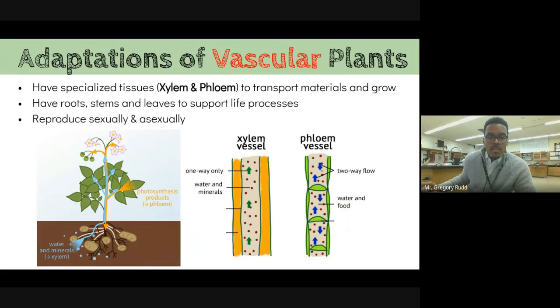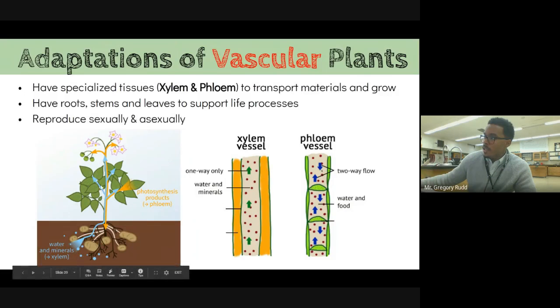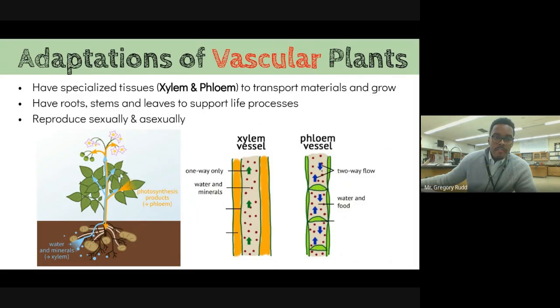The xylem is going to carry water and minerals from the roots up to the leaves of the plant and the flowers of the plant. The leaves and the flowers are not good at absorbing water and minerals. That's just not their job. So the roots are super important to these vascular plants because they have to absorb water and nutrients from the soil. And then the xylem is what allows them to transport these materials up the stem of the plant or up the trunk of the tree.